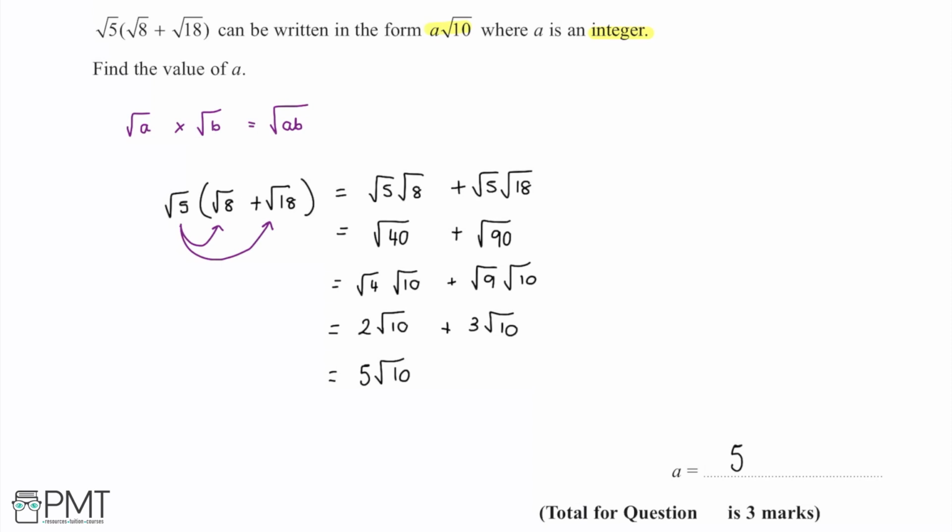So if I go back through and have a look at where each of the marks were awarded, firstly, you would get the first mark for either writing down root 40 or root 90. And then the second mark would be for simplifying this even further and getting to the 2 root 10 or 3 root 10 that we're working with. And then the final mark would be for the correct final answer here at the end of 5. And this has to be 5. 5 root 10 in the answer box would only get us 2 of the marks for the working out part of this question.